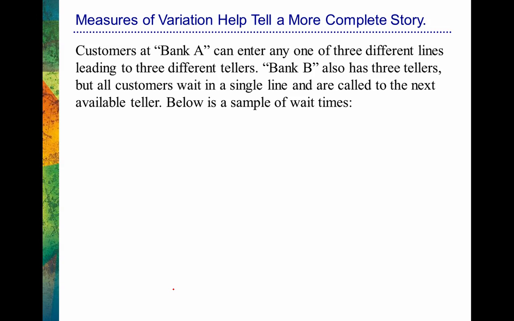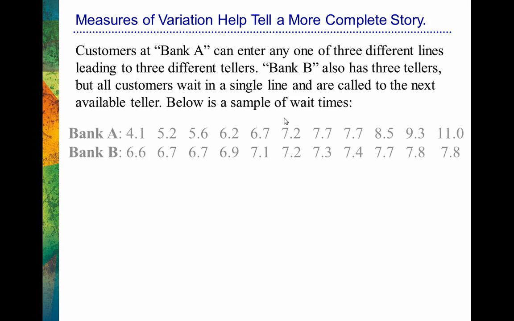Now, of course, companies put a lot of thought into how they want to set this up because they don't want their customers waiting. Well, here's a sample of wait times from both banks. So Bank A, remember, the people essentially pick a teller and they go wait in line. And here I've sorted the wait times, in minutes, from the lowest wait time to the highest wait time. And I've done the same thing for Bank B. That's where there's one line and they just go to the next teller who's available.